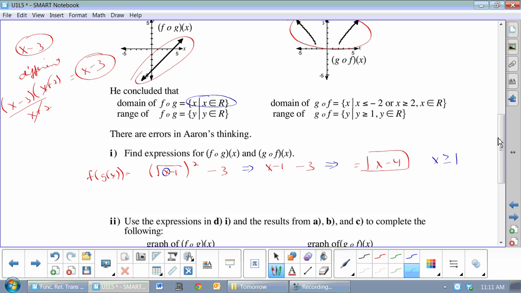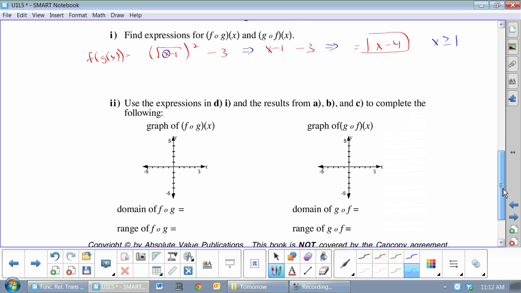That's the goal. Now, I want to actually keep finishing this one because f of g of x, if you come down here, what was the domain? X is greater or equal to 1. Now my question would be, therefore, what would be the range?